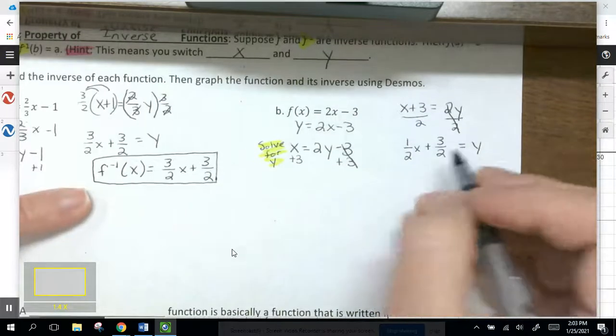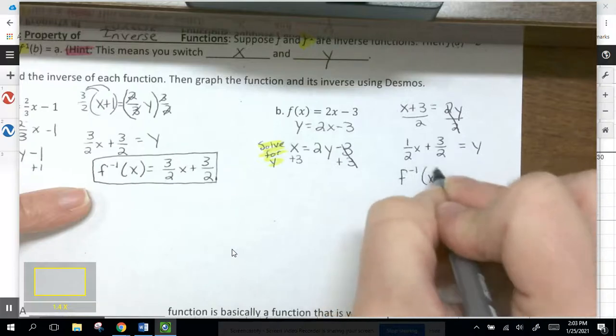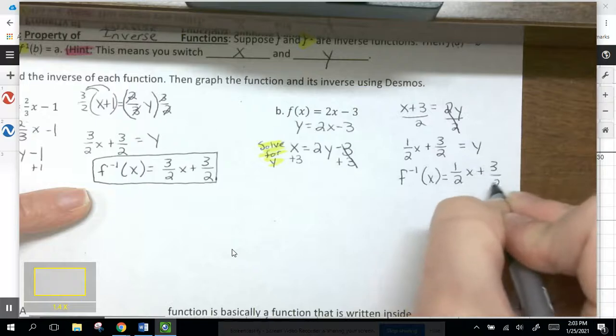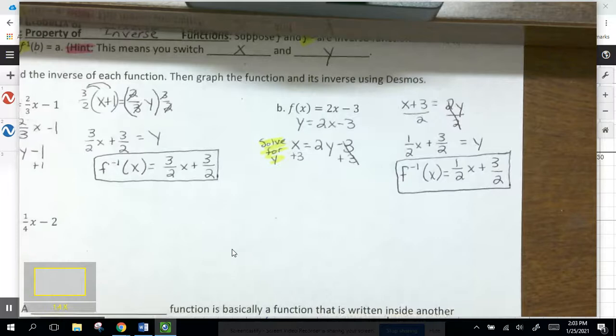Now we're going to write our inverse function. Remember, we do that using f inverse of x equals 1/2 x plus 3/2. You're going to write what you came up with there, and that will be your answer.